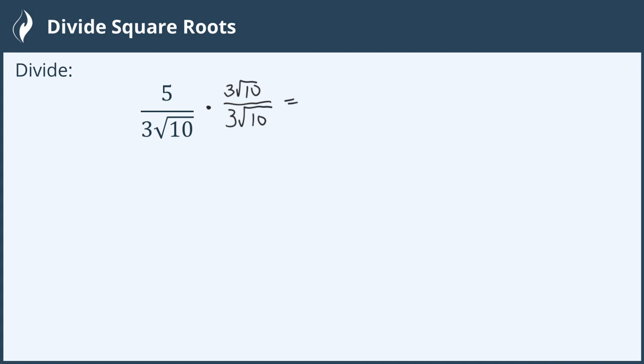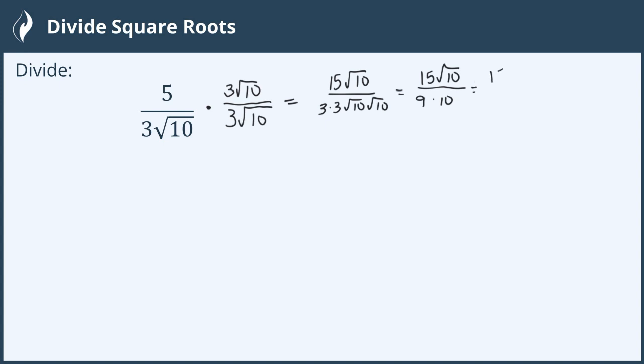And then we multiply straight across. So 5 times 3 gives me 15 times the square root of 10. This 3 times the square root of 10 times 3 times the square root of 10 is 3 times 3 times square root of 10 times the square root of 10. The top stays the same. The bottom becomes 9 times 10, because remember, when you multiply two square roots together, it becomes the whole number.